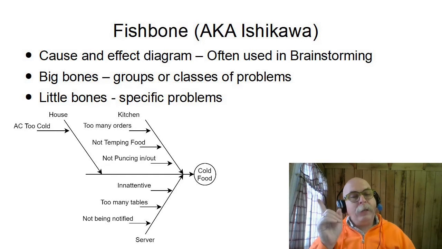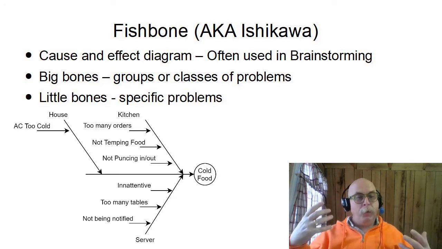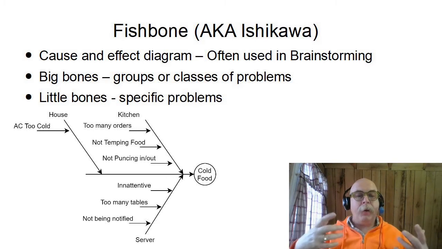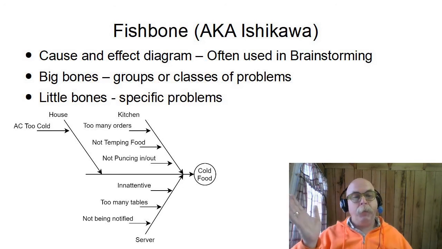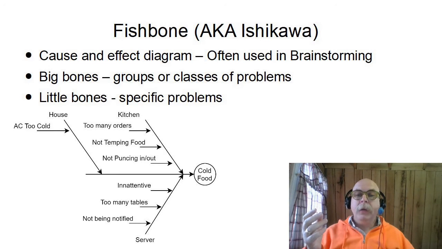So we have a restaurant example here where we're having a problem with cold food. Well, in a restaurant, there are three big things. It could be a kitchen problem, it could be a server problem, or it could be a problem with the restaurant building, the house itself. So we sat down and thought, okay, well, what are the possible kitchen problems?